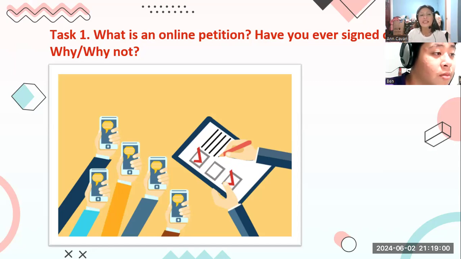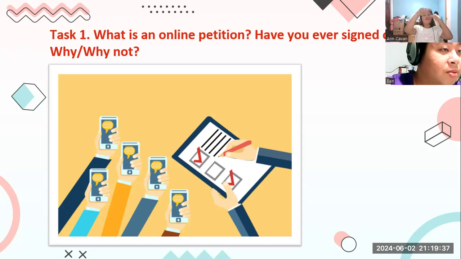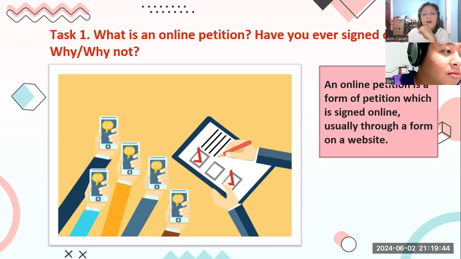Today, let us look at Unit C. What is an online petition? Have you ever signed one? Why or why not? Do you know online petitions, the ones you can see online, like when you are going to vote? Are you familiar with online petitions? Even in Zalo, there is a vote. That's some kind of online petition.